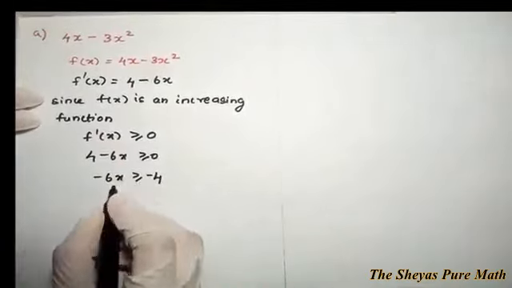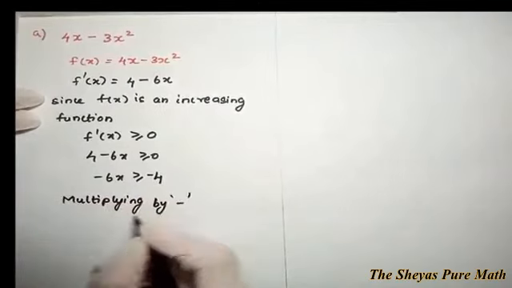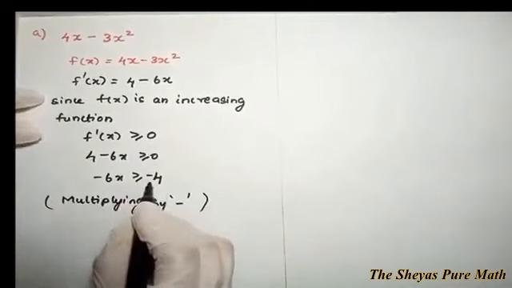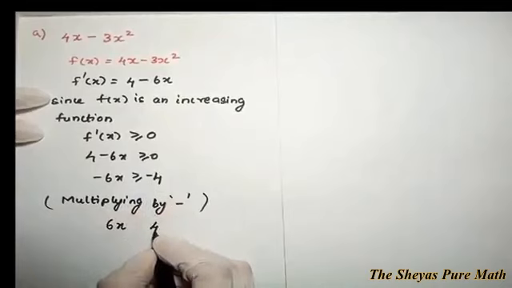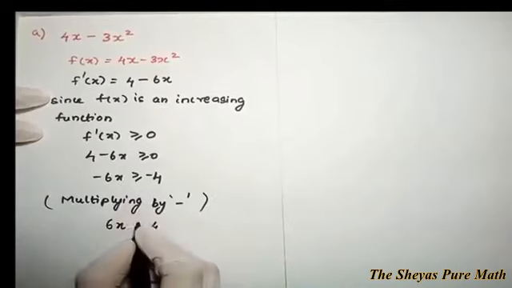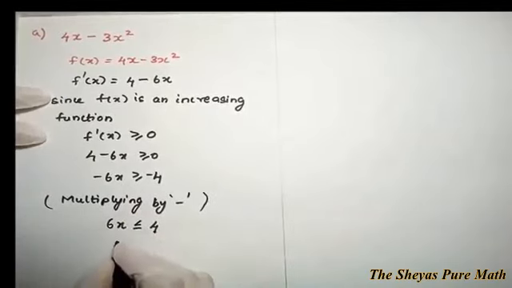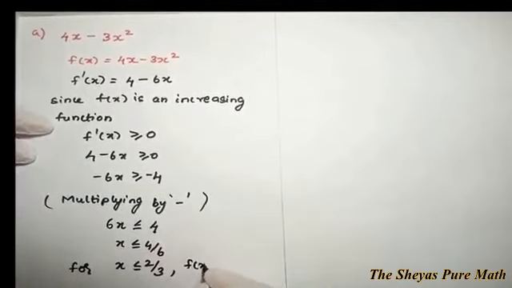So here I am multiplying this inequality by a negative sign. If I multiply this inequality by a negative sign, this becomes positive and this also becomes positive. If we multiply any inequality by a negative sign, the inequality changes. So 6x less than or equal to 4. So x less than or equal to 4 by 6. x less than or equal to 2 by 3. So for x less than or equal to 2 by 3, the function f of x is increasing.